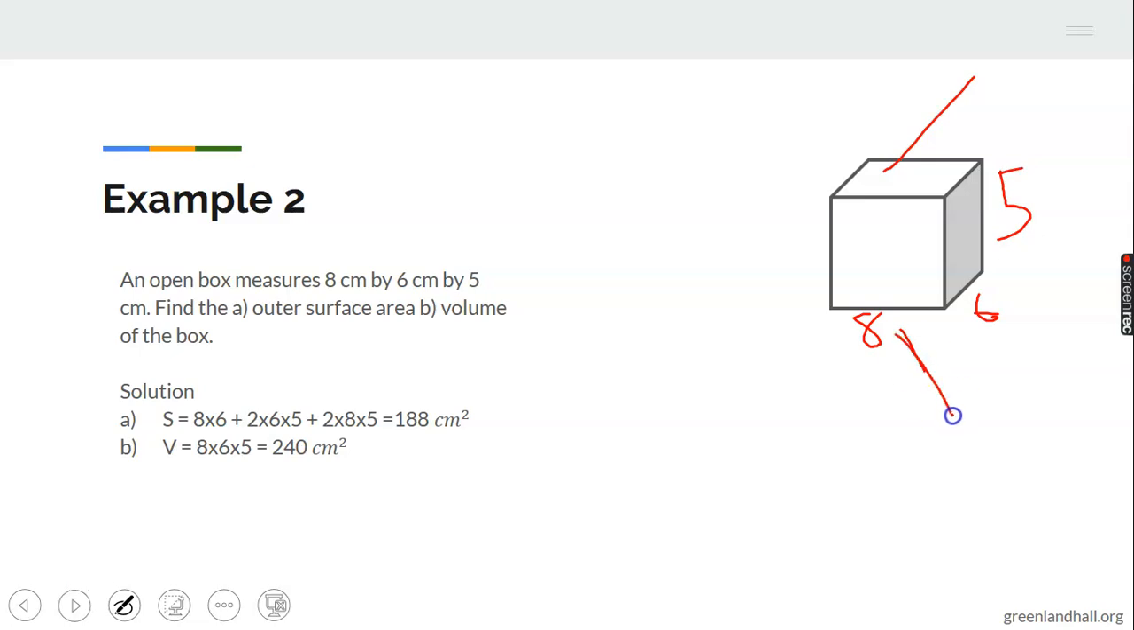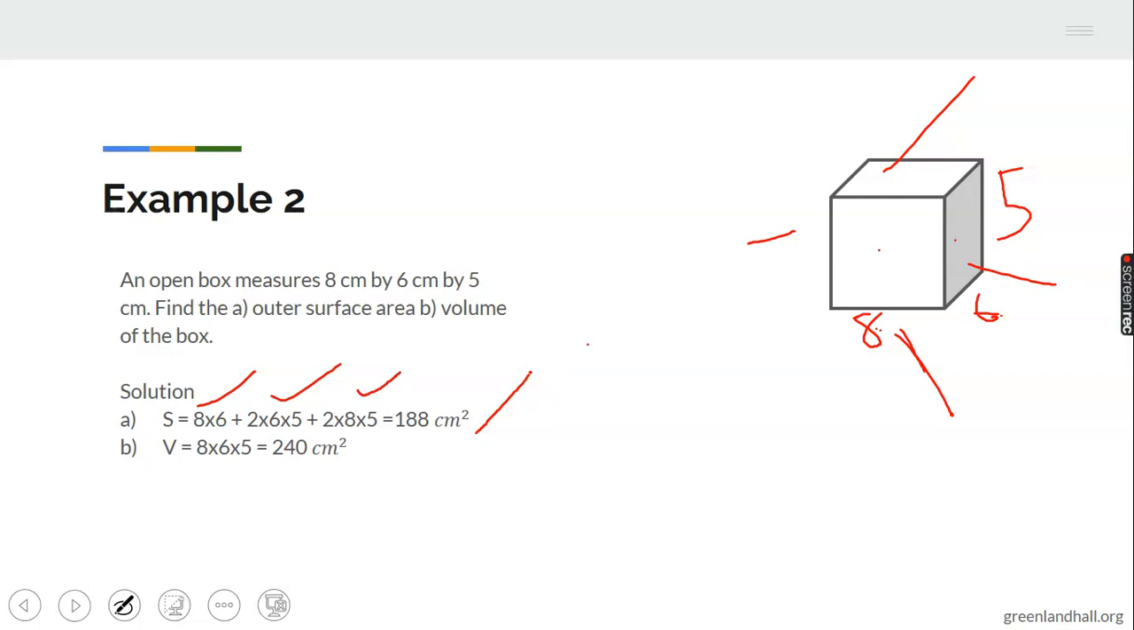So looking for this one will be 8 times 6 for the bottom. Then this side and this side, there are 2 of them, so it will be 2 times 6 times 5. Then the last ones, this side and the back, so we have 2 times 8 times 5. The total is 188 centimeters squared. That's the unit of area, centimeters squared.